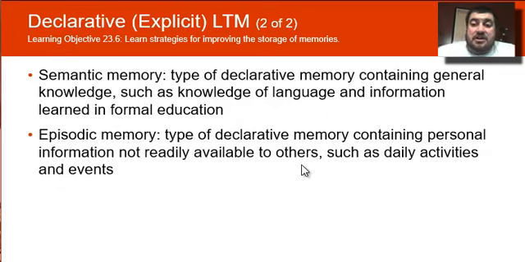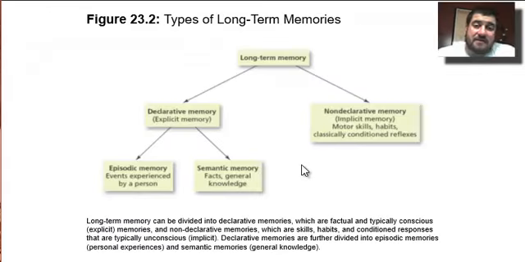Semantic memory is knowledge or language, information learned in formal education: who is the first president, what's 2 + 2, stuff like that. Episodic memory is your personal information, daily activities, and events that have happened in your life. And here is a chart of long-term memory. I have another one that I'll give you in class, a better one, but basically those are your types of long-term memories.